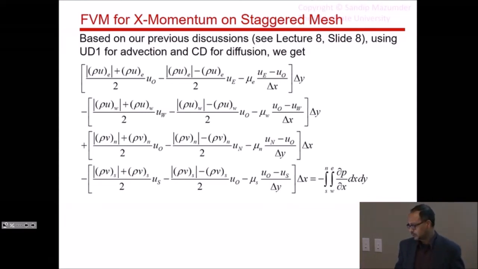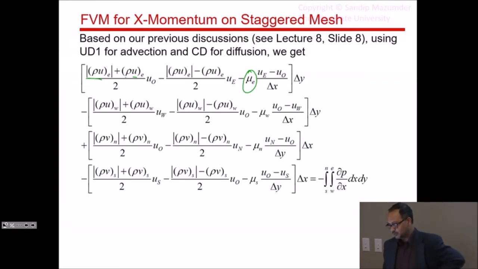Notice that I'm not writing this as mu east plus mu naught divided by 2 and so on. I've kept it as mu east. Same thing here. I've retained these velocities at the faces. I'm not writing them as anything else. So that's one thing to understand.